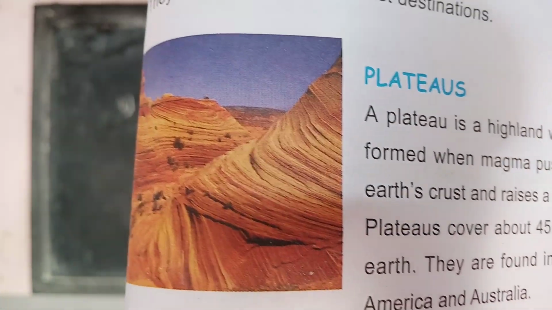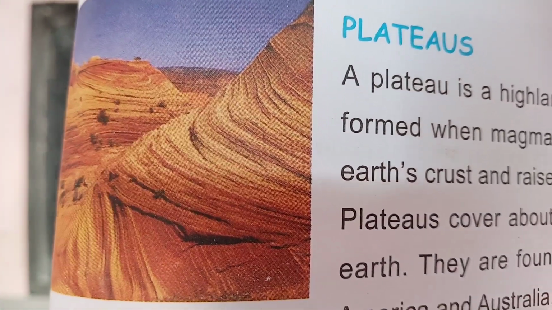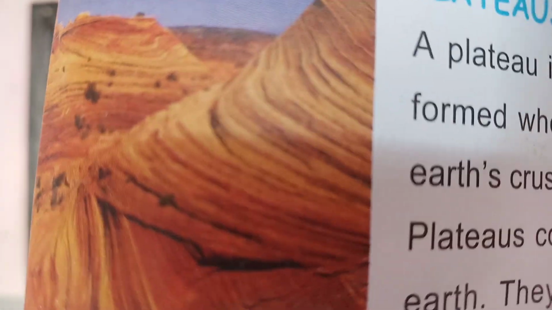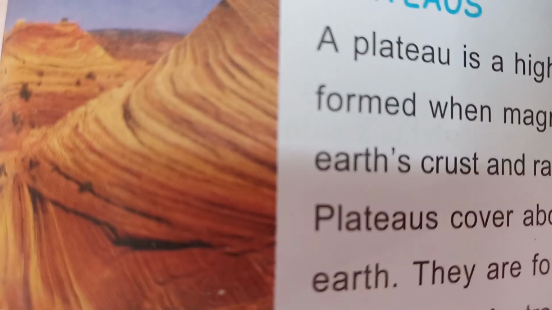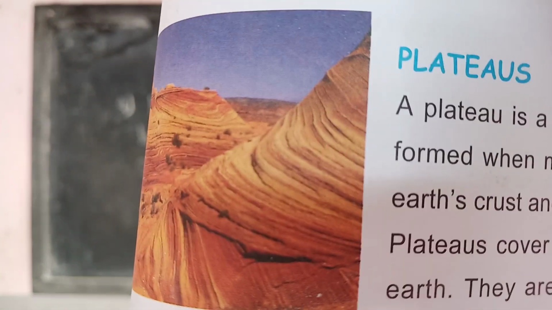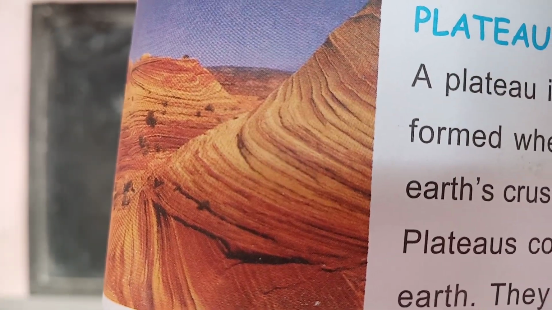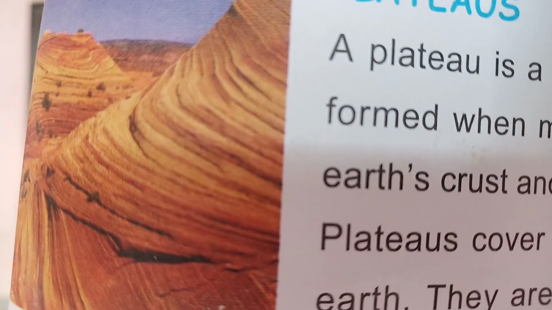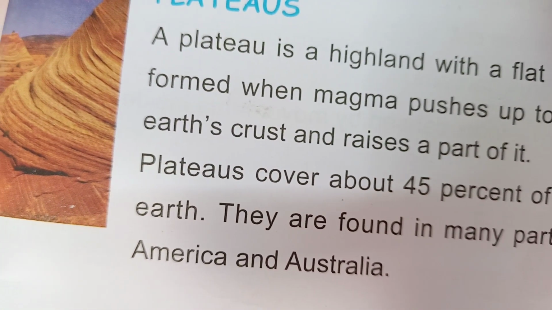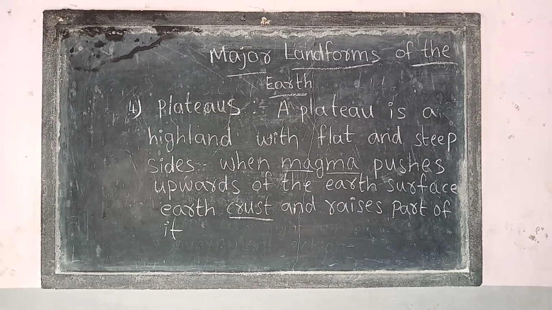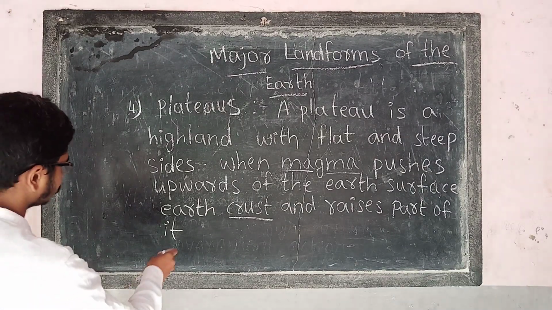So here, under the earth, the magma pushes upward. This is not a plain. Under the earth the magma pushes upwards, and when it gets cooled down, it forms plateaus. Clear?